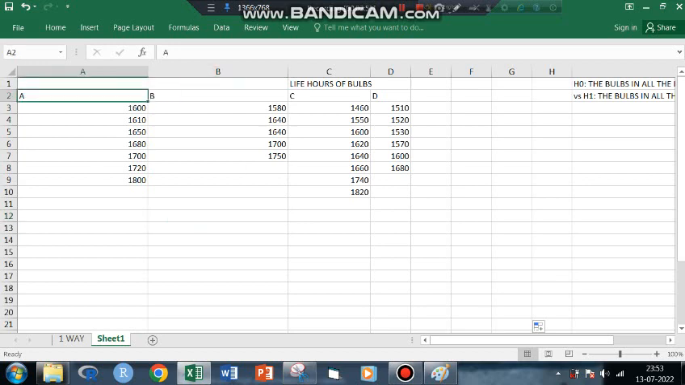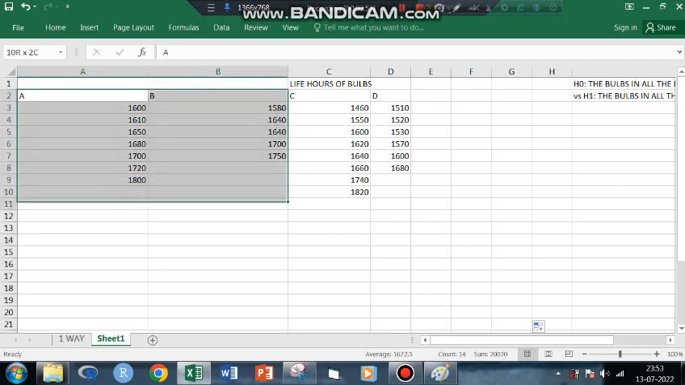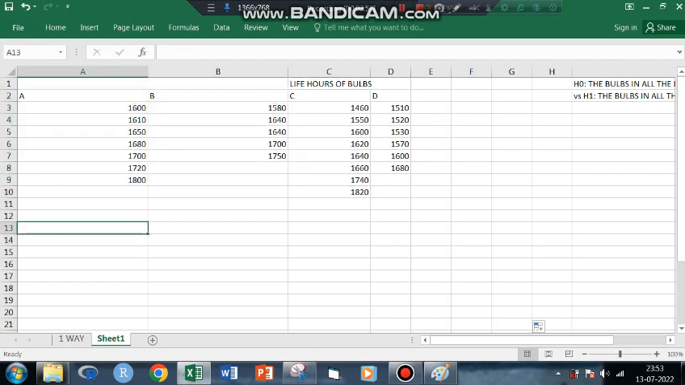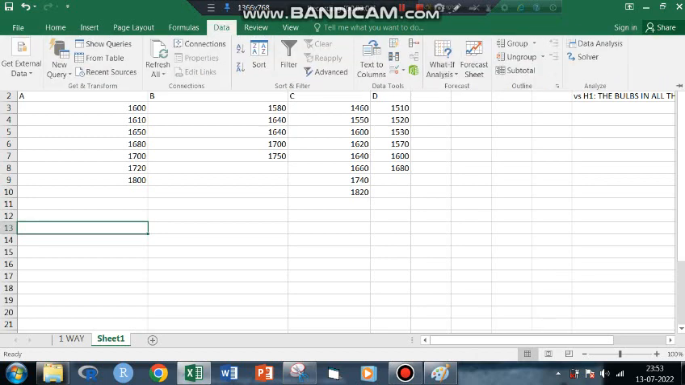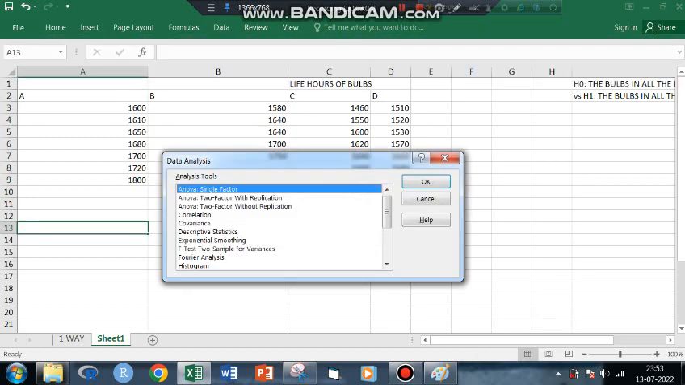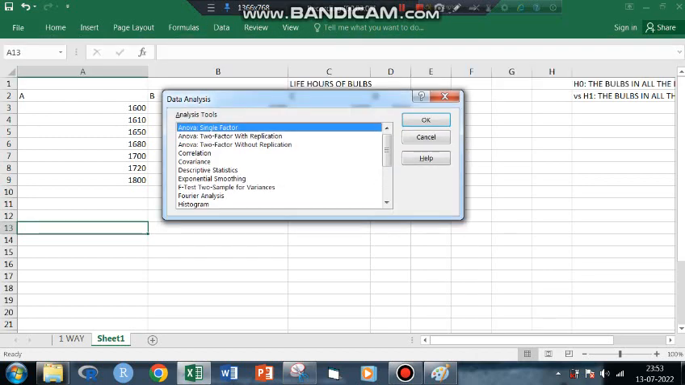Now these are the life hours of the bulbs. To conduct the ANOVA, we go to Data, and the Data Analysis package is provided. Here we can see that the variation is due to only one factor, that is the batches of the bulbs. So here we are going to use ANOVA: Single Factor.